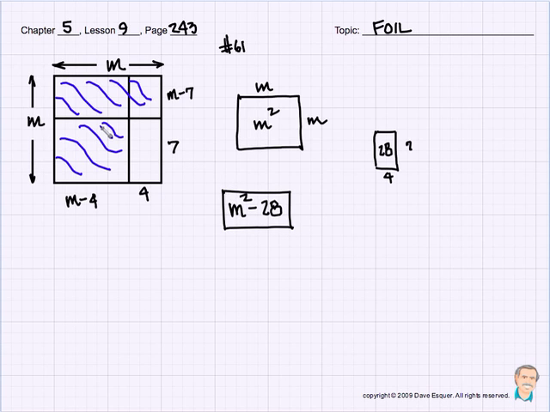Sometimes it's easier just to stare at this and maybe attack it not so much from an algebra side, but from the perspective of geometry.